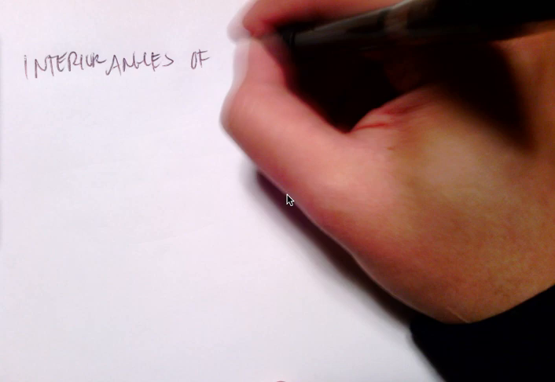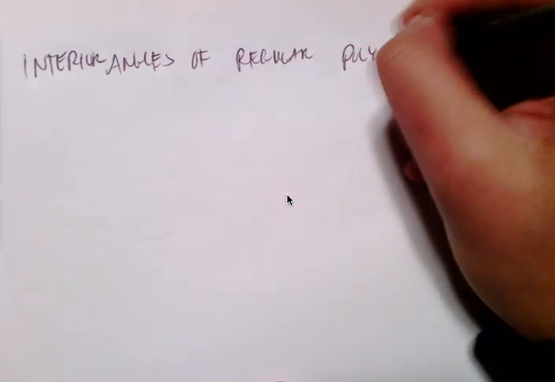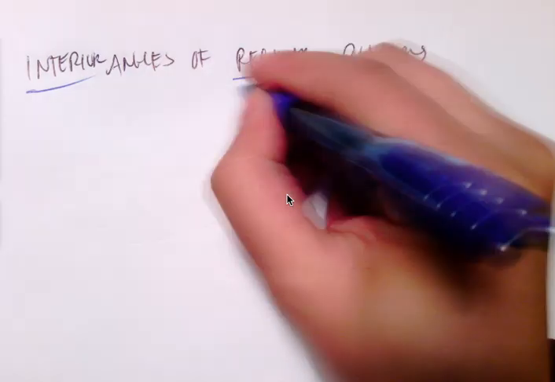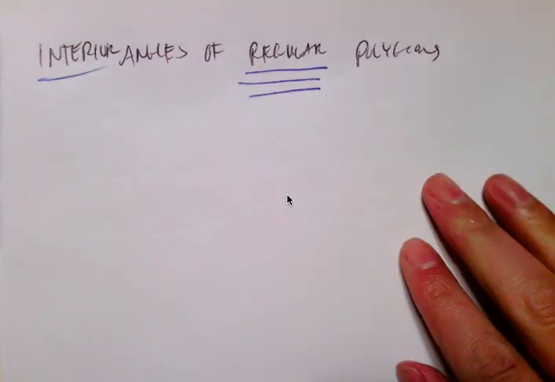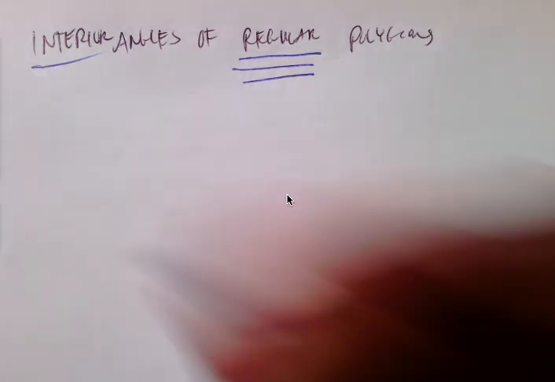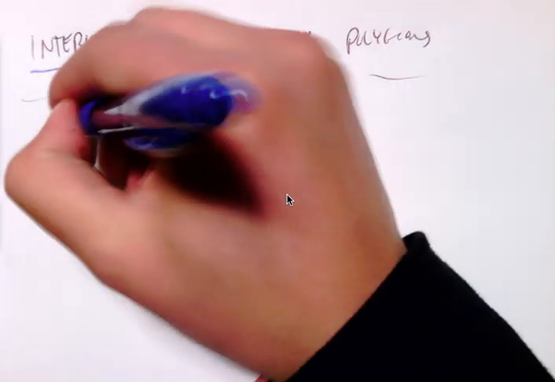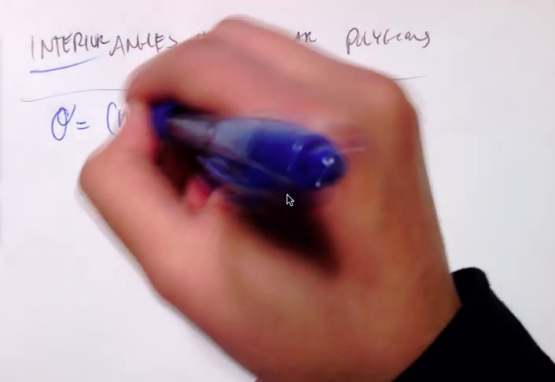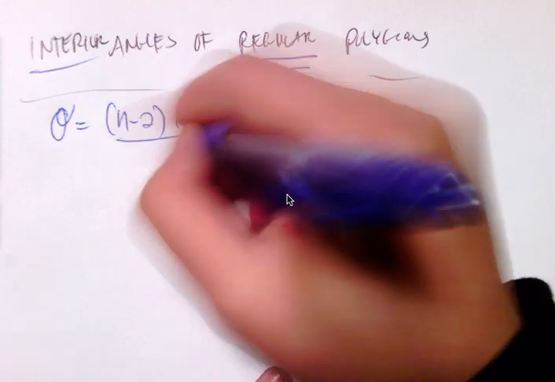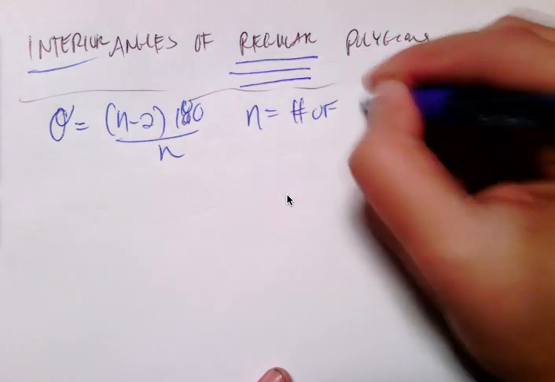So, interior angles of regular polygons. If you remember, interior means inside. Regular is the key word right there. Regular means equilateral and equiangular, so all the sides are equal and all the angles are equal. That's the important part. First of all, you need to know the formula: theta is equal to (n minus 2) times 180, divided by n. That's the main one. N is equal to the number of sides.